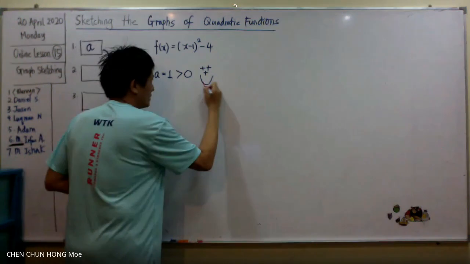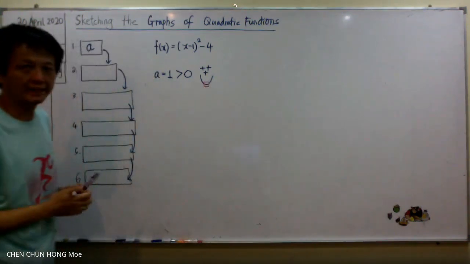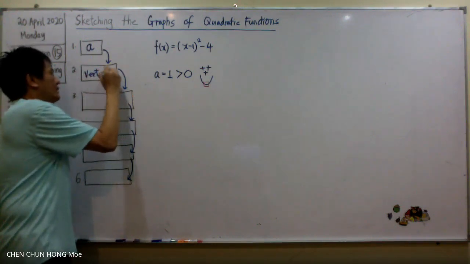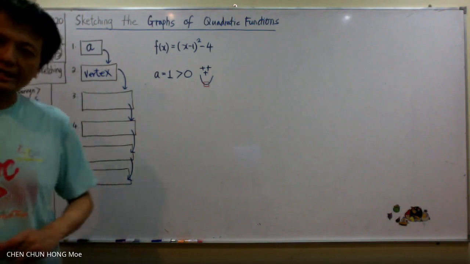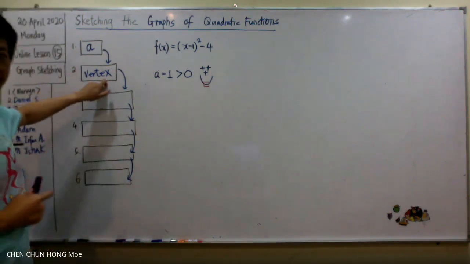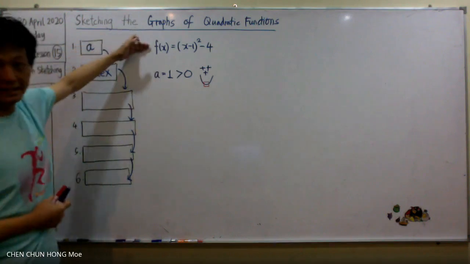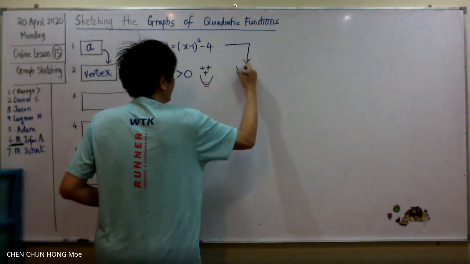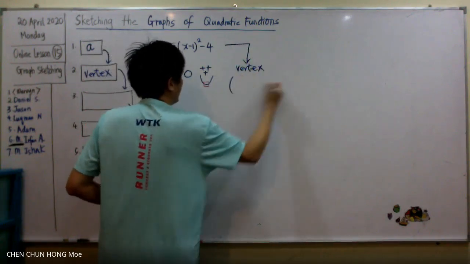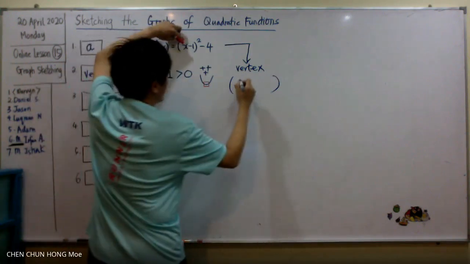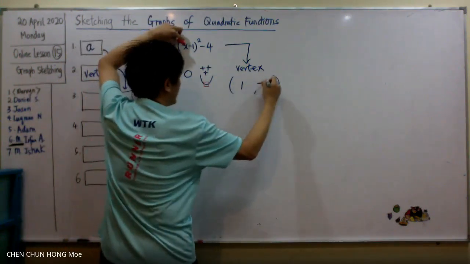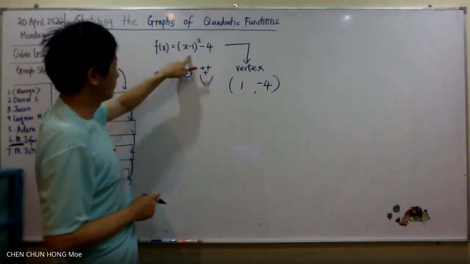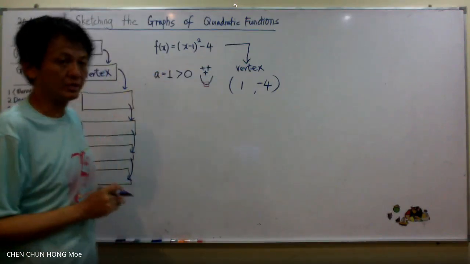Next thing is we need to know where is our vertex. So we will write step number 2 here, vertex. Getting the vertex, you need all kinds of methods, depending on the function given. In this case, the function is just nice. From here, we can get the vertex straight away. The vertex is (1, -4). The x coordinate of the vertex is 1. The y coordinate is -4 from here. I hope this is no issue by now.